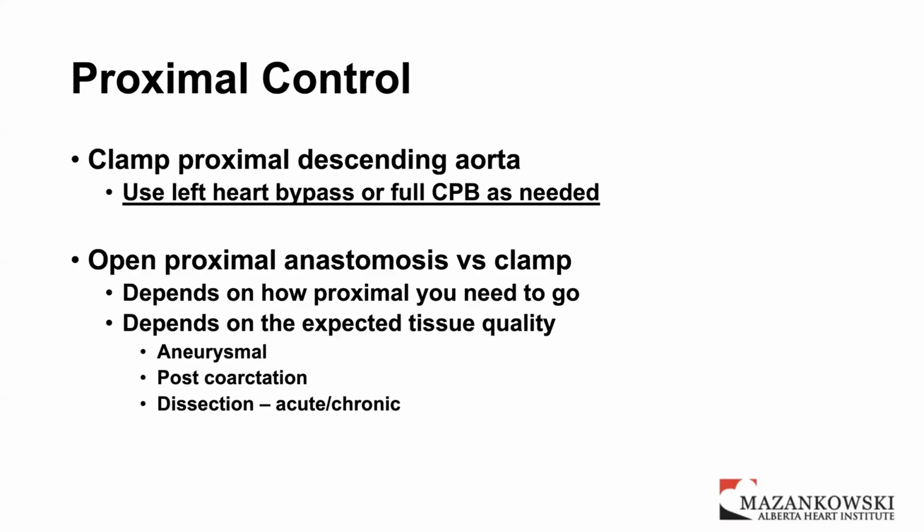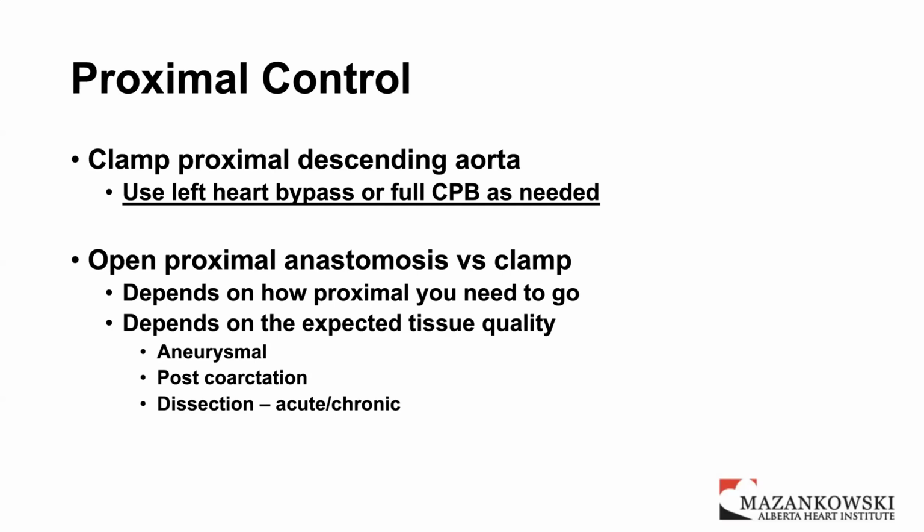And other things to think about: don't ever get stuck into, I'm a left heart bypass surgeon and this is all I'm going to do, because the tissue is going to be incredibly variable, meaning you can have very robust tissue in aneurysmal disease, but if you're doing a post-coarctation repair or you're dealing with ductal tissue, it can be very fragile.